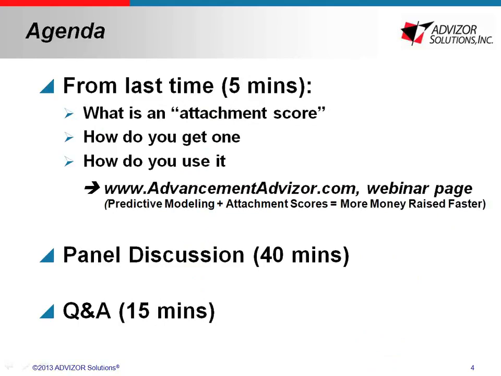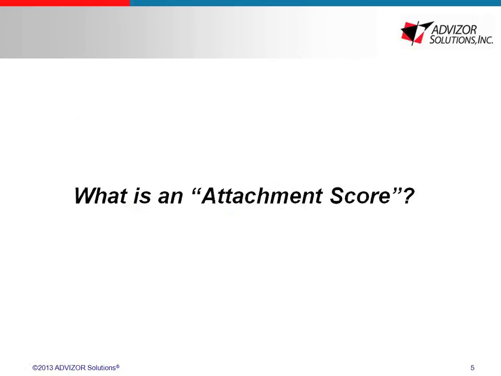So I'm going to cover what's an attachment score, how do you get one, and how do you use it. And this webinar is up on our www.advancementadvisor.com webinar page. It's pretty easy to find. We'll come back to this at the end. There'll also be a Q&A session at the end.